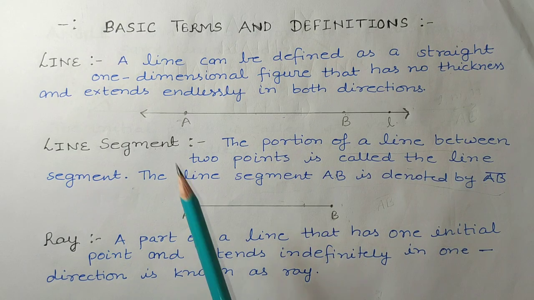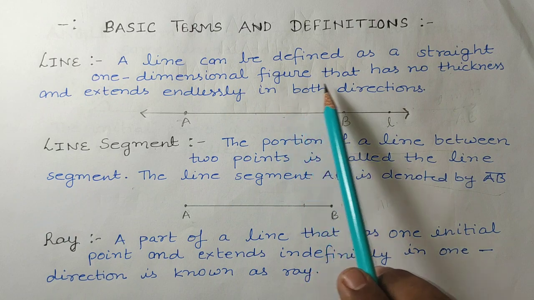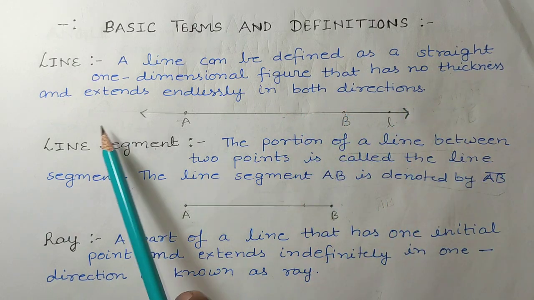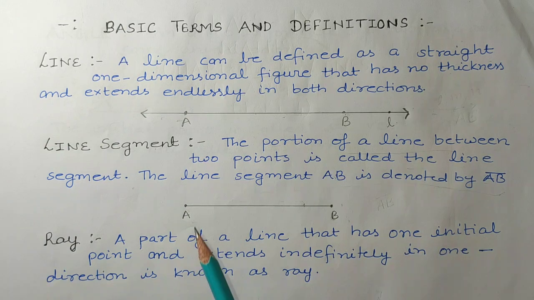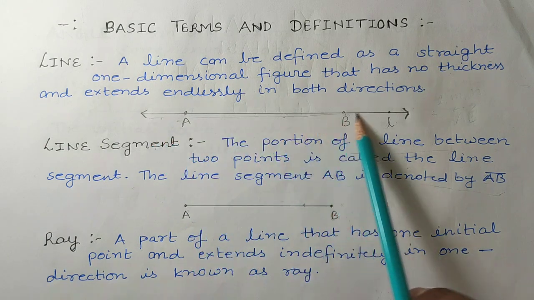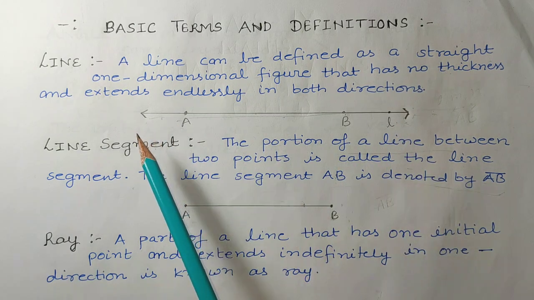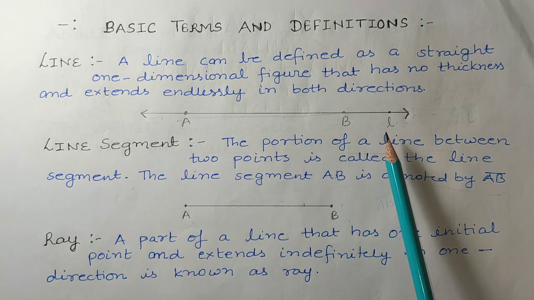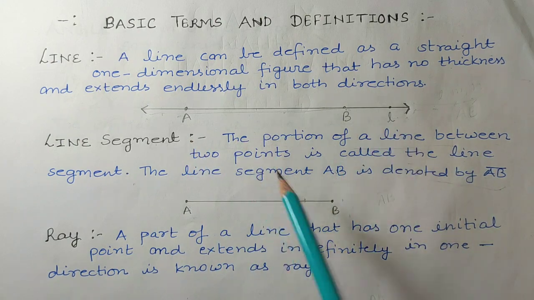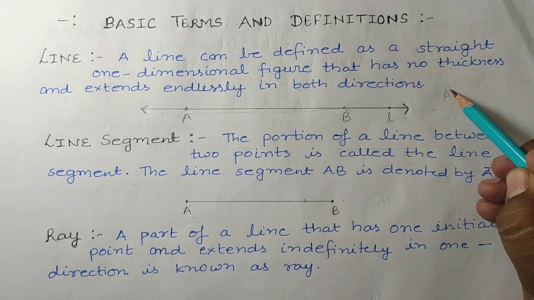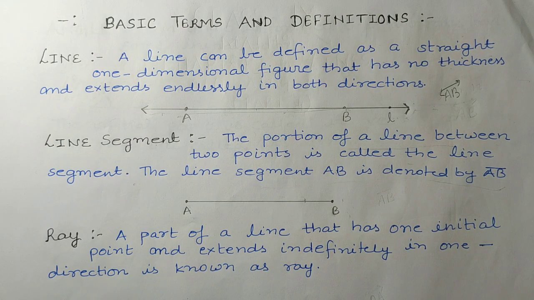Line was what, students? A line can be defined as a straight one-dimensional figure that has no thickness and extends endlessly in both directions. I have told you that a line is a breadthless length, which can be extended both sides indefinitely like this, and we can denote the line as AB.